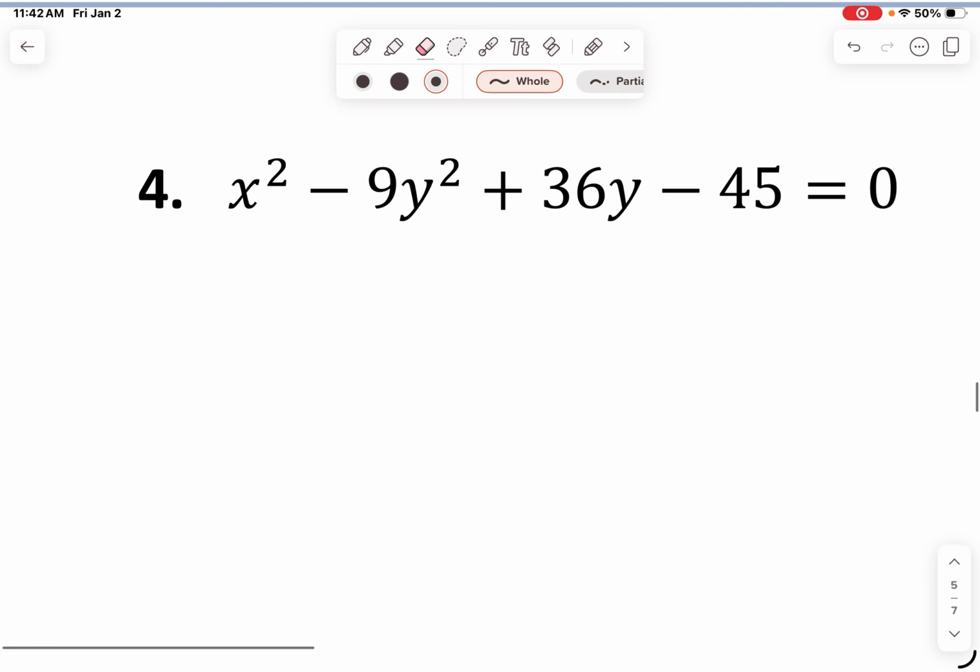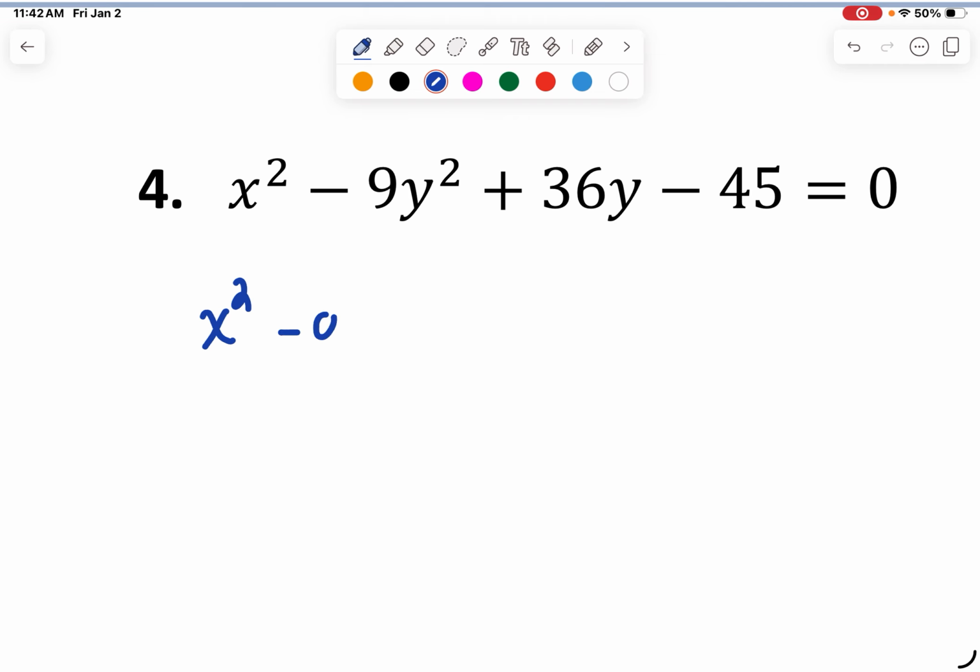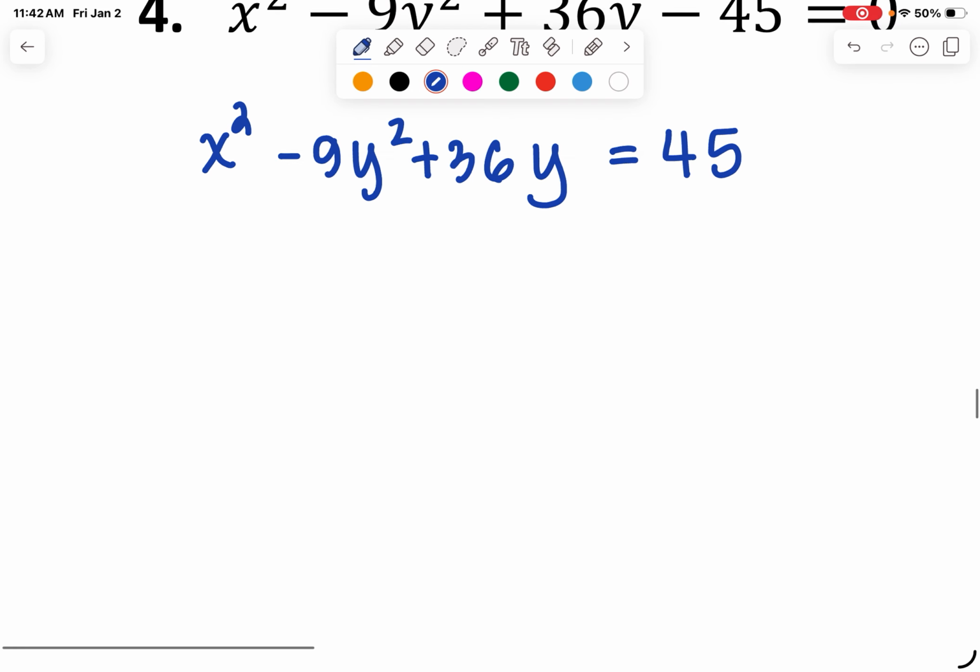So let's go ahead and rearrange this. Everything with an x in it first. X squared, there is no x, which is just less work for me, great. Then my y's, so I have -y squared and plus 36y. And then get everything else on the other side, so add 45 to both sides.